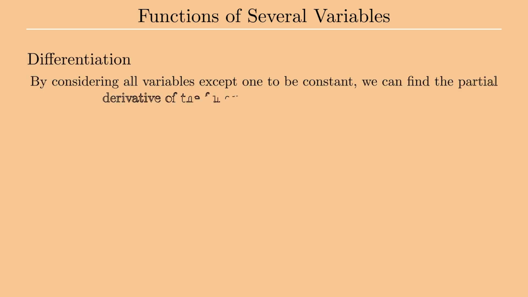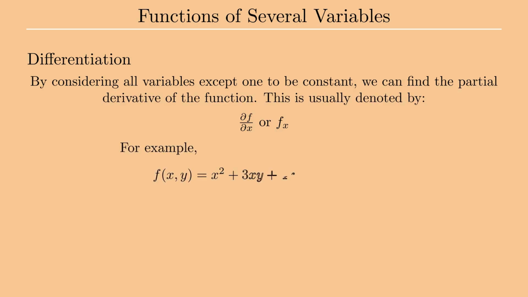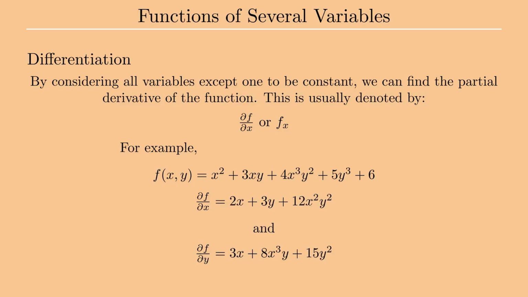By considering all variables except one to be constant, we can find the partial derivative of the function. This is usually denoted by ∂f/∂x or f_x. For example, if f(x,y) equals x² + 3xy + 4x³y² + 5y³ + 6, ∂f/∂x equals 2x + 3y + 12x²y², and ∂f/∂y equals 3x + 8x³y + 15y².